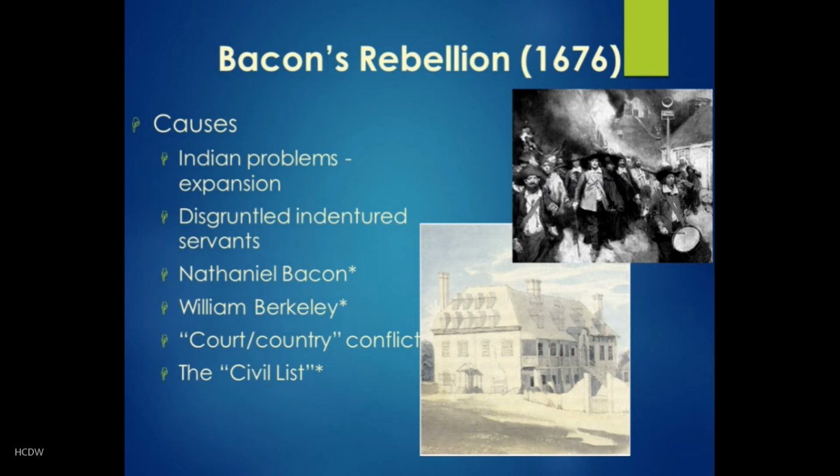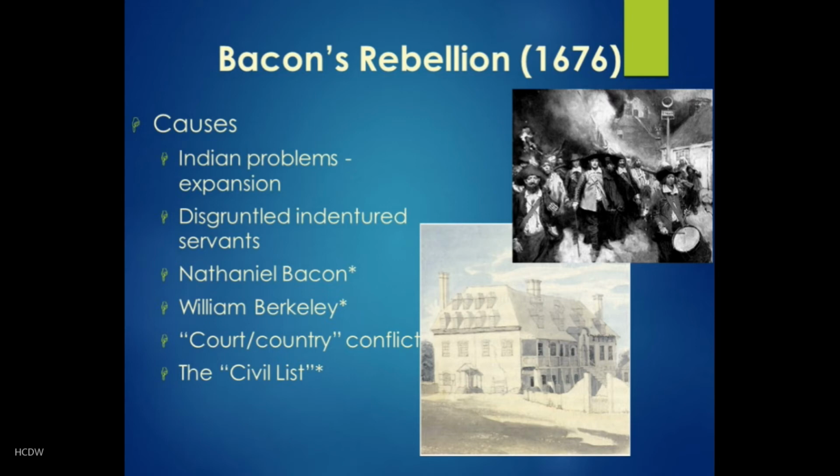So Nathaniel Bacon, this relatively new arrival, organizes a group of like-minded frontiersmen and goes on a rampage, slaughtering Indians indiscriminately. Some were hostile to the settlers. Others had signed treaties or were even friendly to the settlers. Bacon didn't care. He slaughtered any Indians he could find.